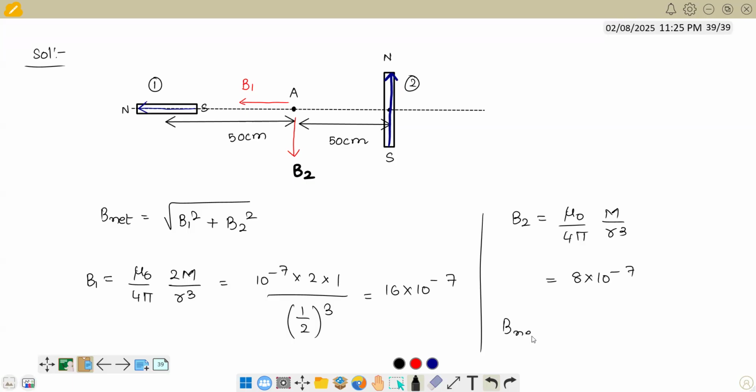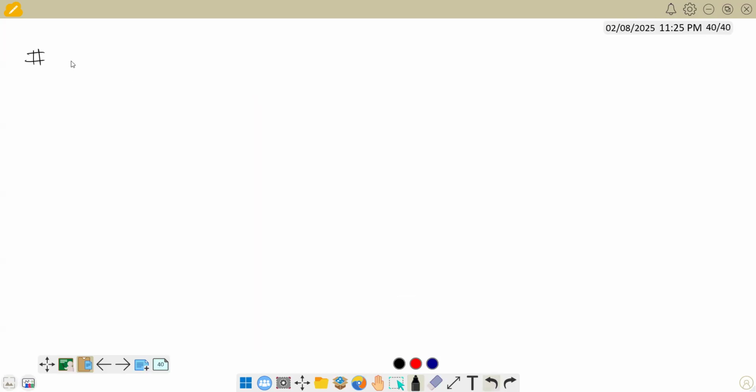So B net would be root of B1 square plus B2 square, 10 power minus 7 into 8 if I take common. Root, what is left here? 2 is left. So 2 square plus 1 square. So basically you'll get 8 root 5 into 10 power minus 7. This will be the value of B net. So this is how we are supposed to solve at different orientations. Now let us go for the last model in this. The last model is magnetic force between two short magnets.